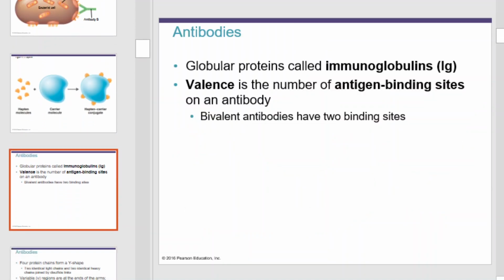Antibodies are globular proteins. These globular proteins, called immunoglobulins, or Ig, come in a wide variety of forms, depending upon what's attached to them. Valence is the number of antigen binding sites on an antibody. Bivalent antibodies have 2.